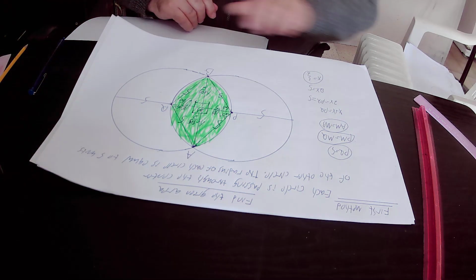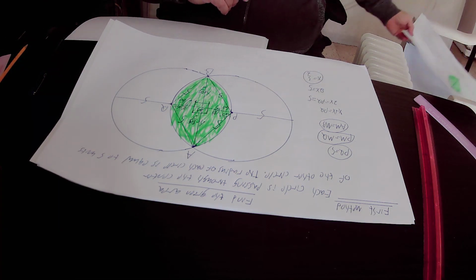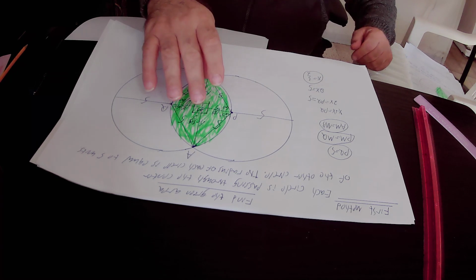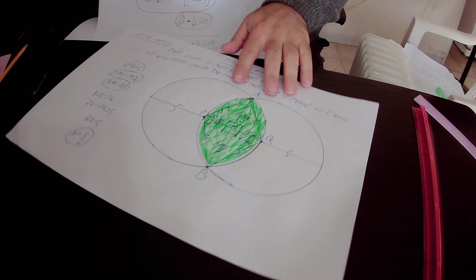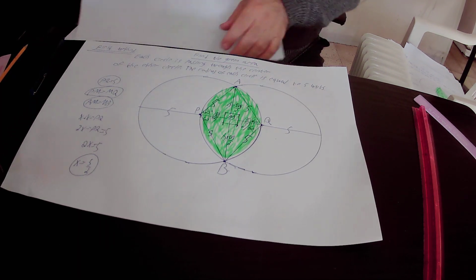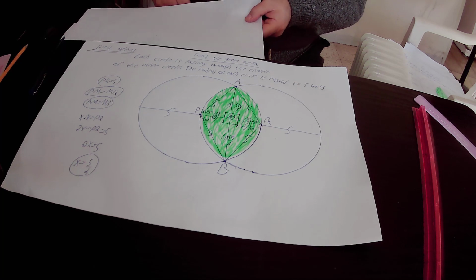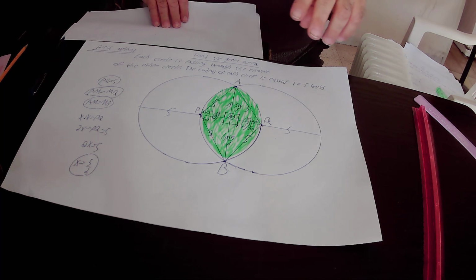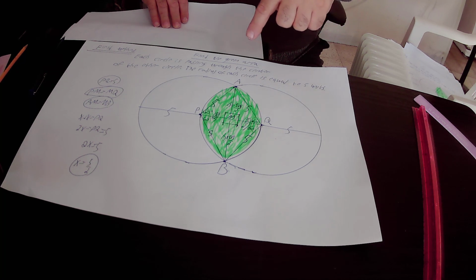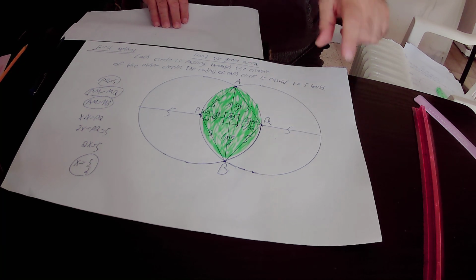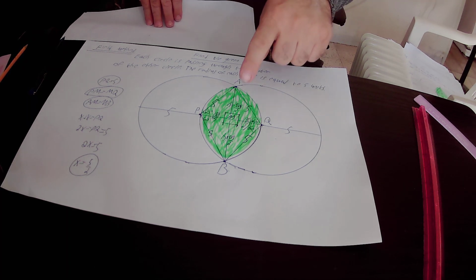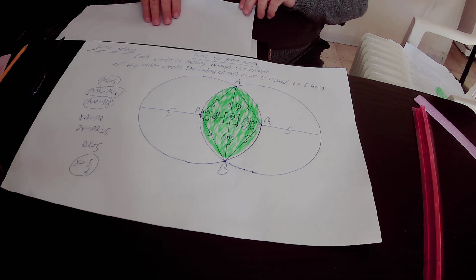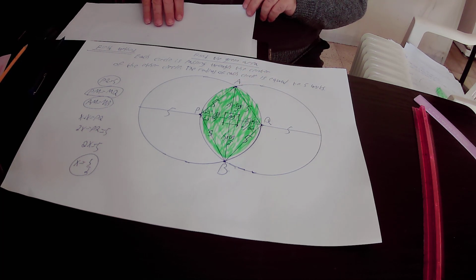Actually, we wanted to find the area of this green shape, and here we have 2 circles. Each circle is passing through the center of the other circle. The radius of each circle is equal to 5 units, and we want to find the area of this green shape. So first of all, I presented to you the definition of a sector.